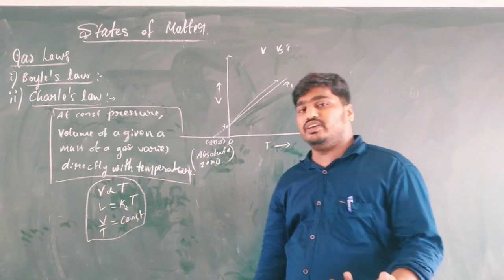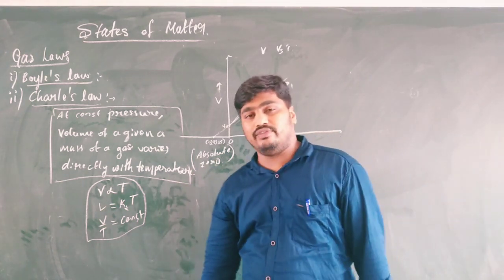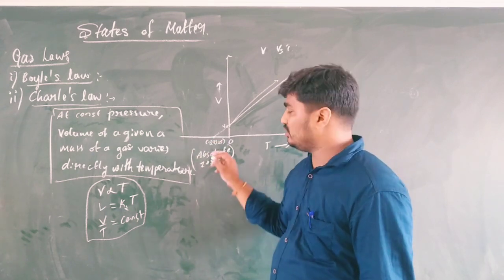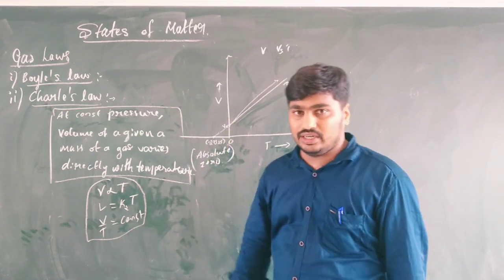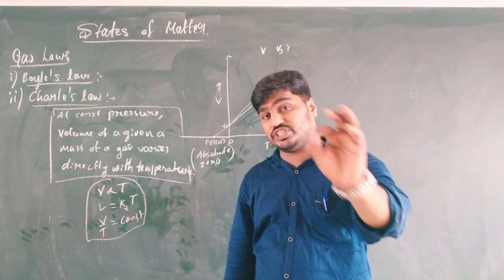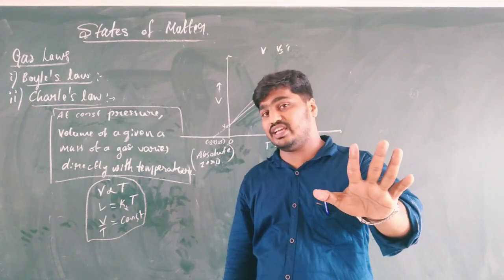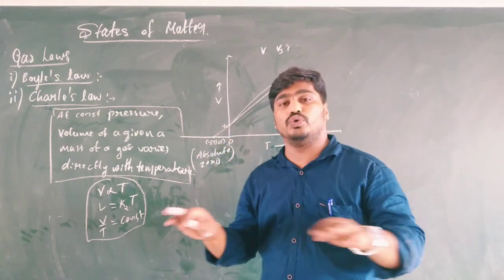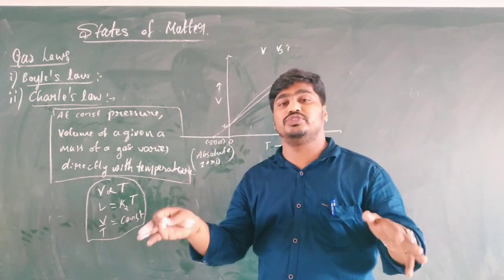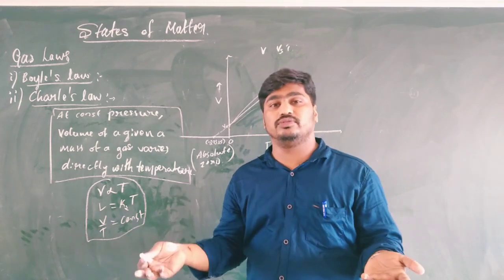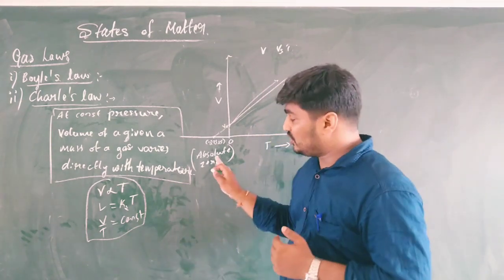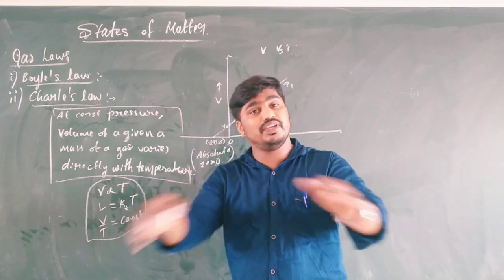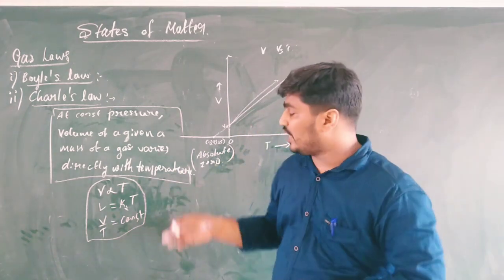What is the meaning of absolute zero? Absolute zero is a hypothetical temperature at which the volume of the system becomes zero. The temperature at which the volume of the system becomes zero is known as absolute zero.